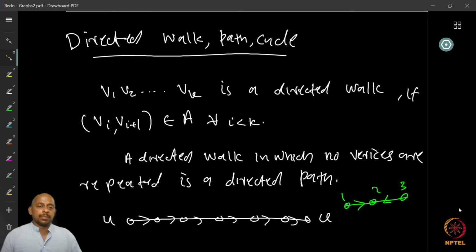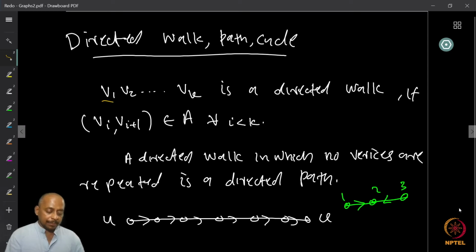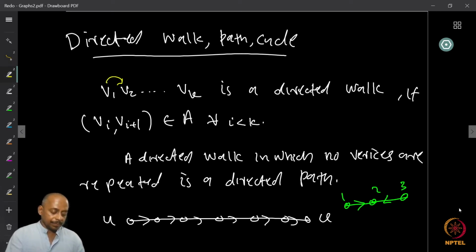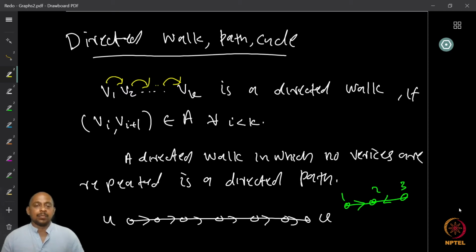Then, very similar to what we did in the undirected graphs, we can define directed walk, path and cycle, where a directed walk is basically a sequence of vertices v1, v2, etc., vk, where vi+1 for every i less than k is an arc, right? So we need to have arcs in that particular direction. So this is a directed walk.